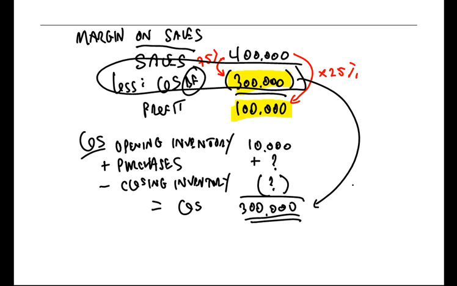Now, the figure I'm actually interested in finding here is the closing inventory. Remember, there was the fire at the end of the year that destroyed the inventory at that point. That's what I'm trying to identify. So if I can work out what purchases is, if I can find one of these missing figures, I might be able to identify what closing inventory is.